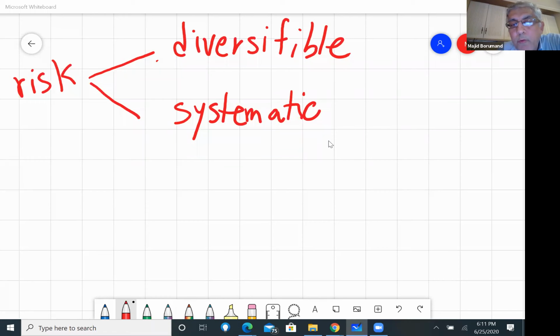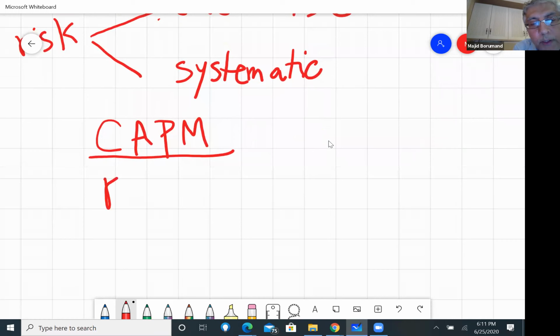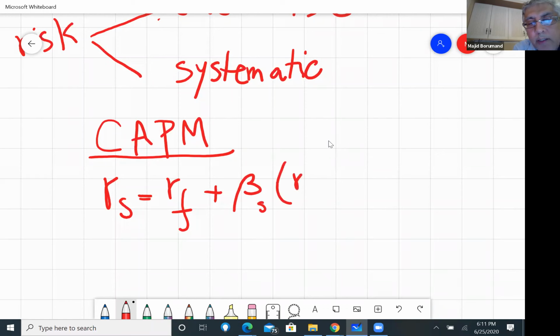Anyhow, so risks are two kinds. Diversifiable, you are not going to be rewarded. For systematic risk, you are going to be rewarded. And the relation is CAPM. That takes us to the CAPM, a very, very important notion. Again, CAPM has its own flaws, but this is it. For any security, could be a stock or anything, the required rate of return is going to be the risk-free rate plus beta of that security, beta S, times the market risk premium, RM minus RF.